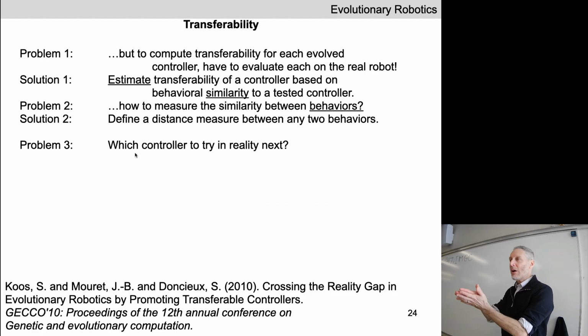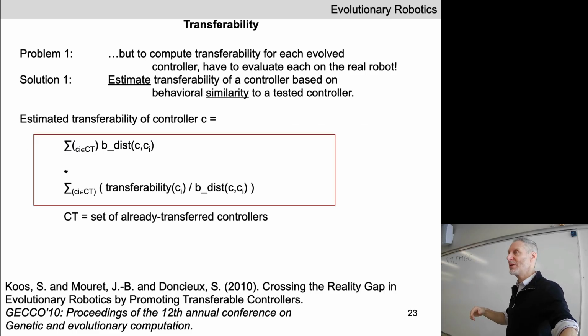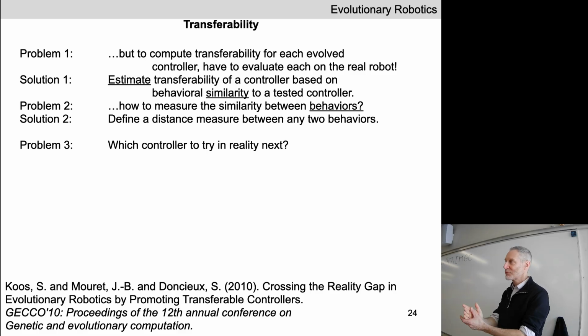Okay, so imagine now, again, we've sent some controllers to reality. For all the rest of the controllers in the population, we can now estimate their transferability. So we have estimates for everybody else who hasn't been sent. After all that work, now we can send a new controller to reality. Which one do we send?